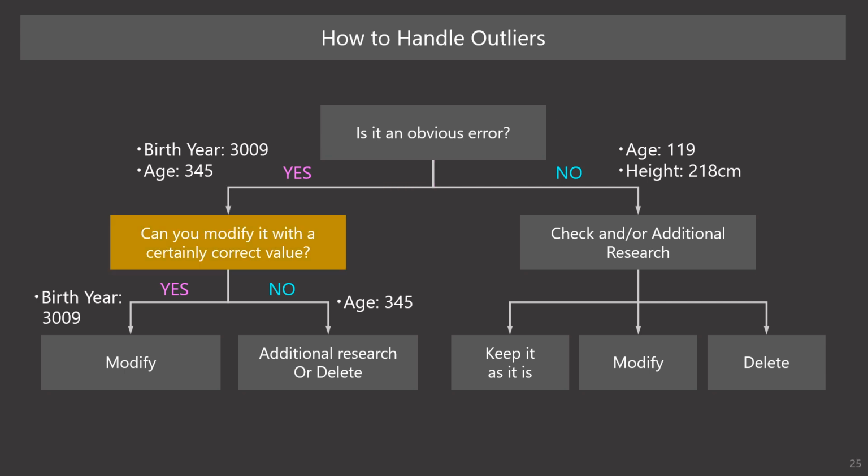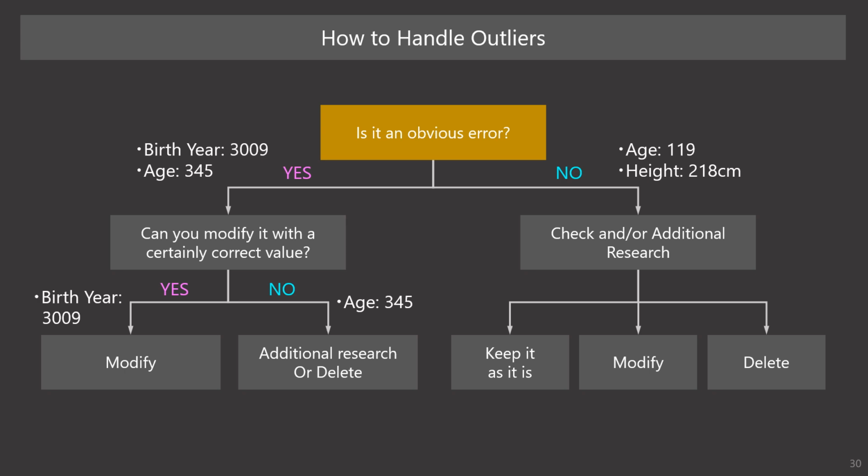Then, we need to ask ourselves, can we modify the outlier with a value that is certainly correct? In the case of birth year, we can say that it is a typo of 2009. So, we can modify it. But in the case of age 345, we are not sure whether the correct age is 34, 45, or others. In such a case, we need to carry out additional research to find the correct value. Or, as a last resort, we should delete it so as not to distort the results of our analysis.